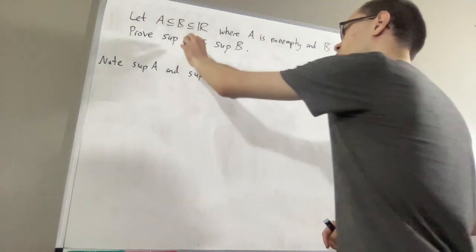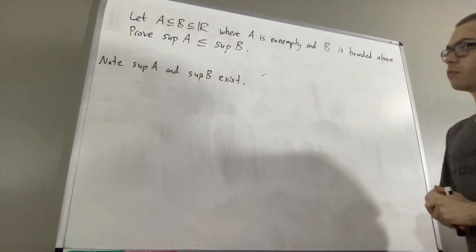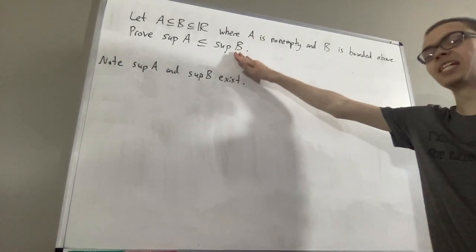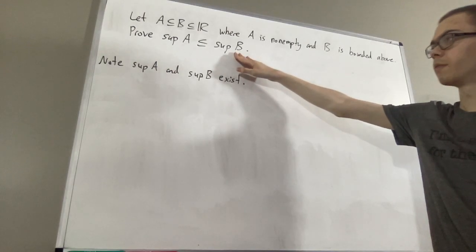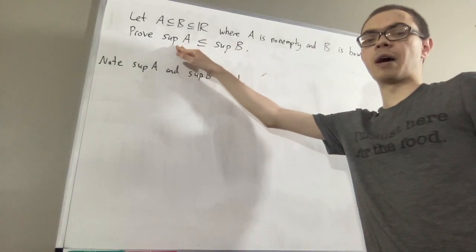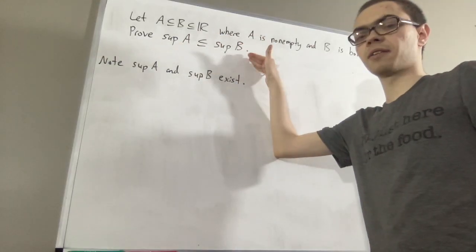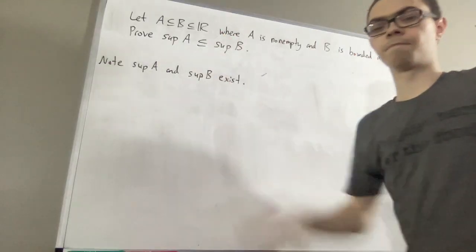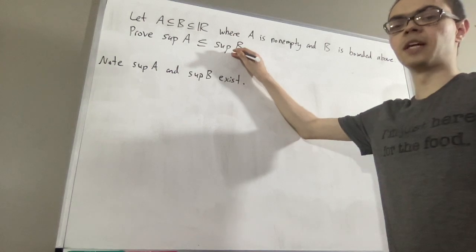Now, how do we show the supremum of A is less than or equal to the supremum of B? Well, one idea is we show that the supremum of B is an upper bound of A. Because if we show that, then the supremum of A, being the least upper bound of A, is less than or equal to every upper bound of A. So in particular, the supremum of A would be less than or equal to the supremum of B, and we would be done. That's it.